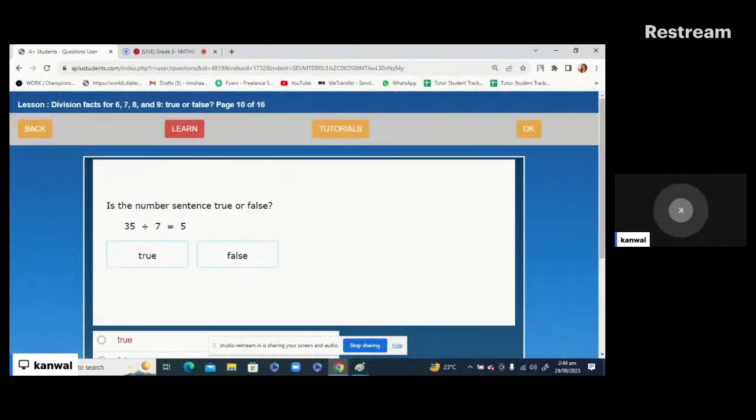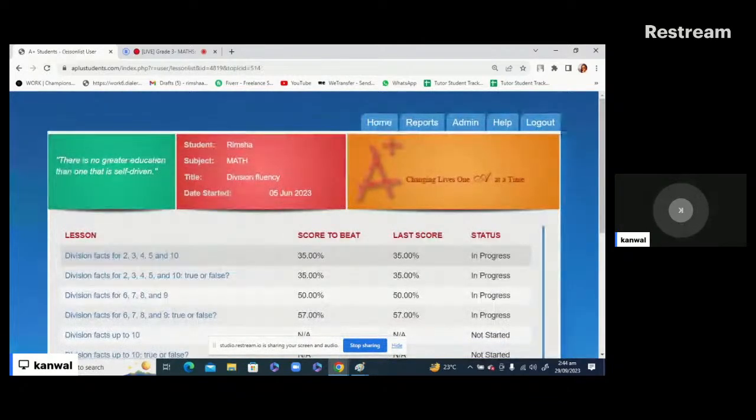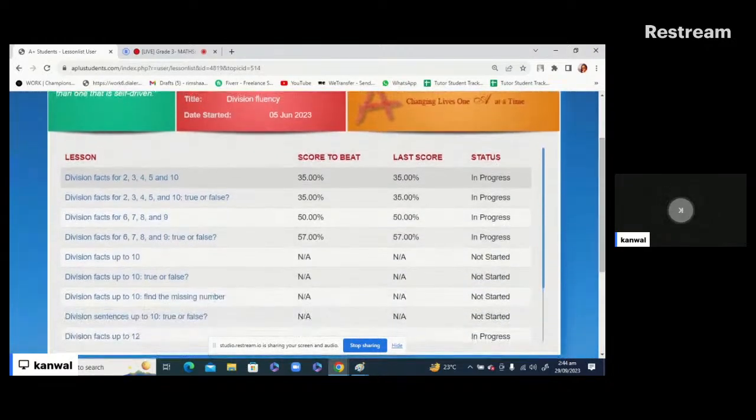So I hope you guys understand this lesson. And now you guys solve the rest of the questions by yourself. Today we discussed grade 3 maths division fluency, and here are the first 4 lessons for that. Division facts for 2, 3, 4, 5, and 10. Division facts for 2, 3, 4, 5, 10, true or false. Then division facts for 6, 7, 8, and 9. And then the last is division facts for 6, 7, 8, and 9, true or false.